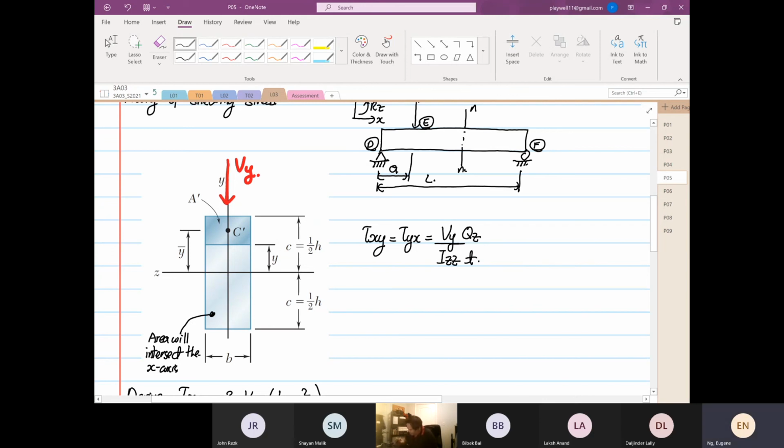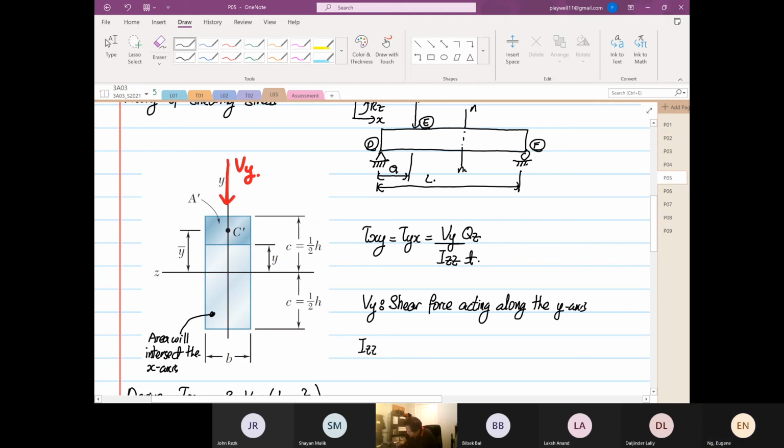So we know that Vy is the shear force acting along the y-axis, right?